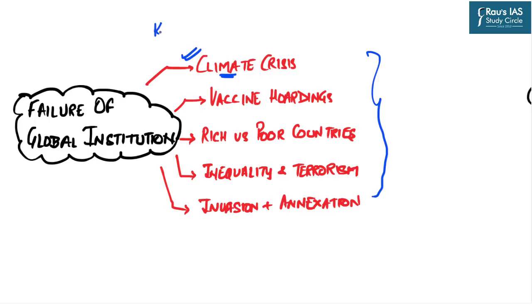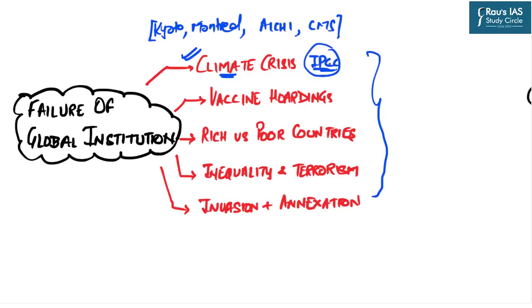There were various conventions and protocols, for example, Kyoto, Montreal, Aichi targets, Convention on Migratory Species. Now, all these things were done in order to tackle climate change and the loss of biodiversity. Yet, the recent IPCC 6th assessment report claims that the world is far away from tackling climate change. Further, the IPCC report has also said that if the present trend continues, the commitments which were signed in the Paris summit will not be fulfilled.